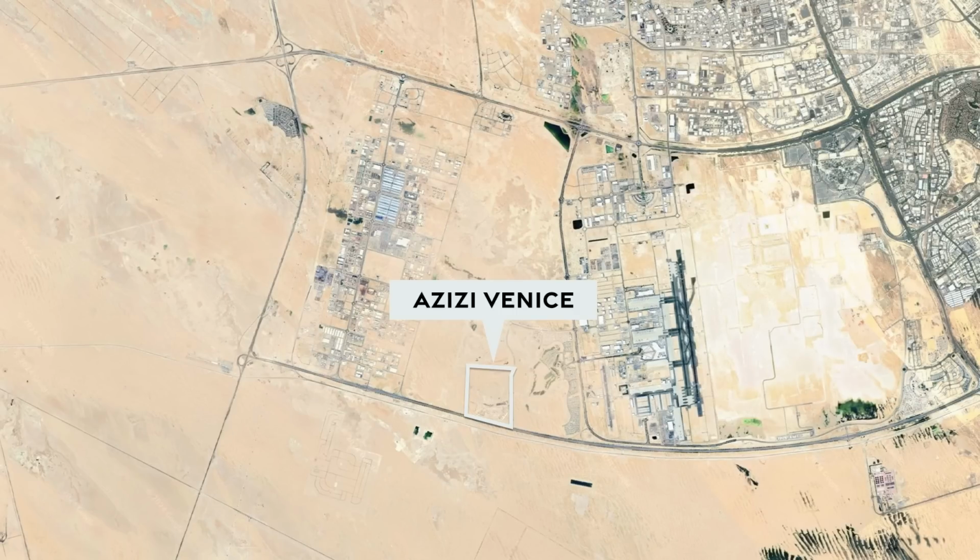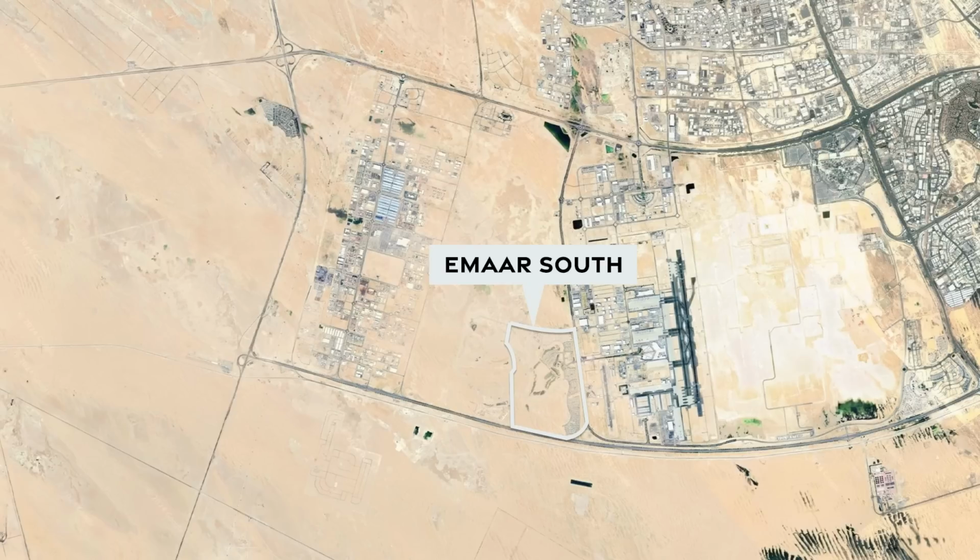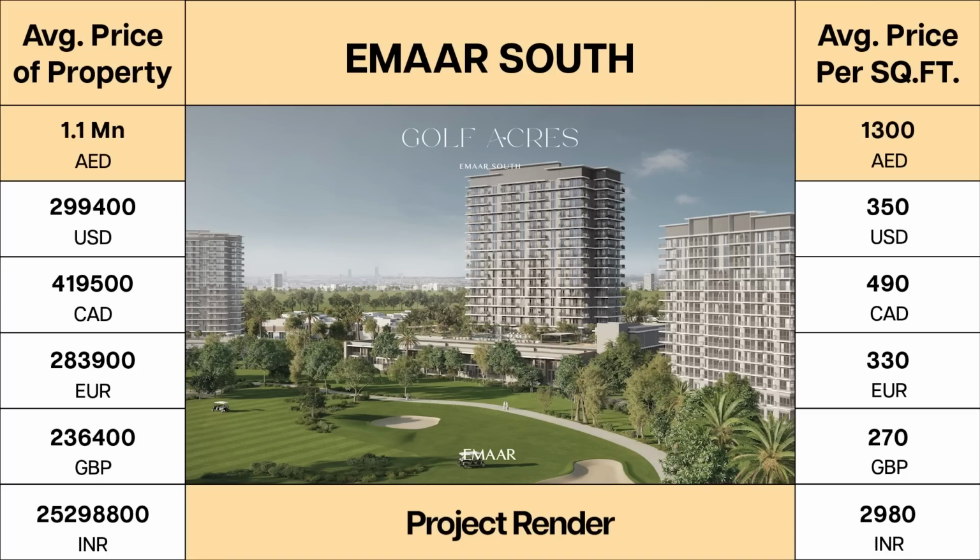Azizi Venice is an affordable community of apartments built around a man-made lagoon. Prices are at 1600 dirhams per square foot and an average price of 700,000 dirhams. Emaar South is one of the newest golf course communities by Emaar, offering townhouses, villas and apartments. The apartments here are one of the most affordable by Emaar at an average price per square foot of 1300 dirhams, which is below the Dubai market average price, and these offer golf course views.